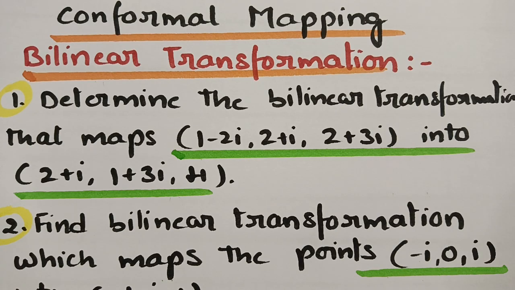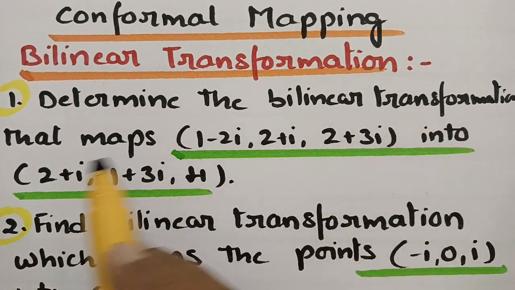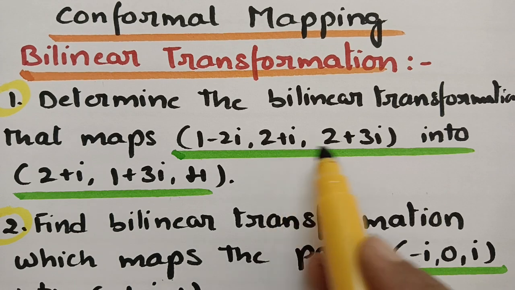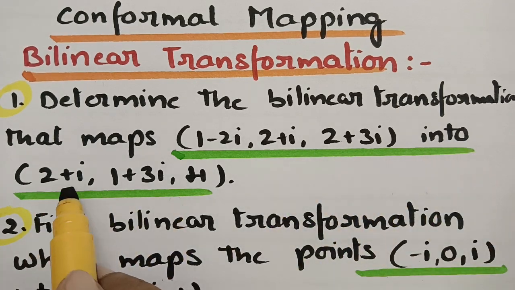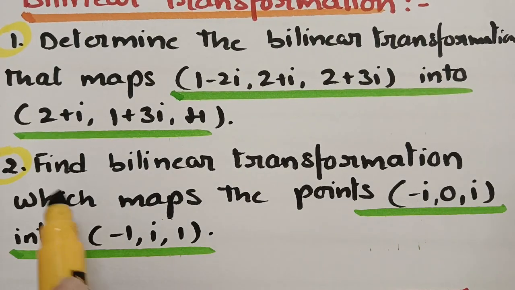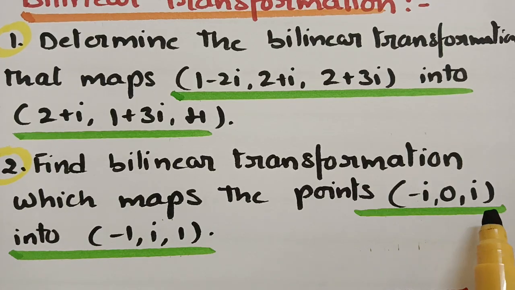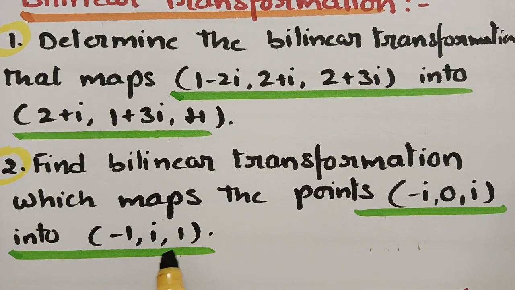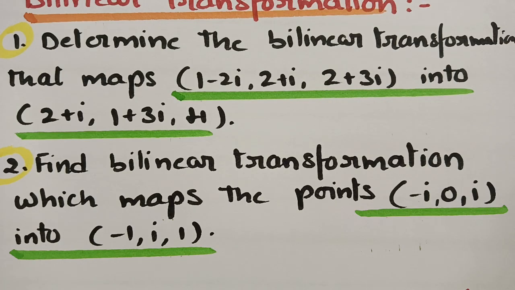The first question here is: determine the bilinear transformation that maps 1 - 2i, 2 + i, 2 + 3i into 2 + i, 1 + 3i, 4. And the next important question is: find the bilinear transformation which maps the points -i, 0, i into -1, i, 1. So here is a very easy technique to remember the formula.